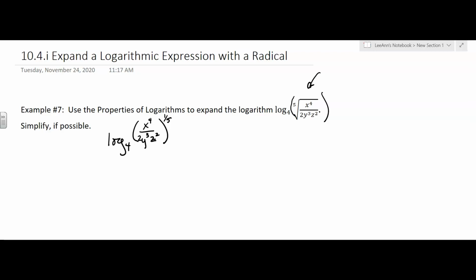exponential notation. Okay, so we want to do that because now I have in the argument something being raised to a power. So I can use my power rule and bring the 1/5 down in front. So I'm going to make it 1/5 log base 4 of, and I'm going to use parentheses still, x to the 4th over 2y cubed z squared.